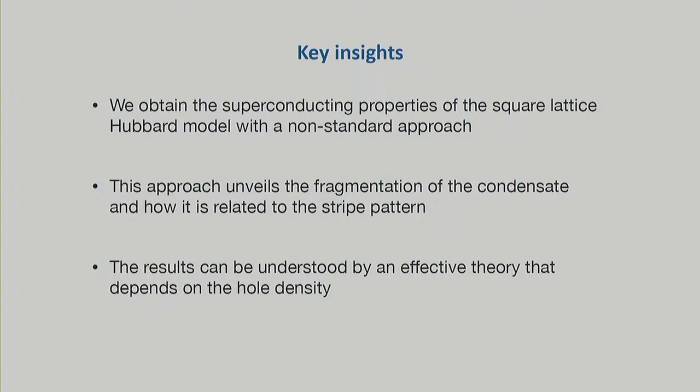So that was this diagonal long-range order. We used this Penrose-Onsager criterion instead, and this can lead us to unveil a further property of superconductivity in the Hubbard model, that is this fragmentation. And the fact that we can understand this using an effective theory can lead us to a better understanding and also to expansion of this idea without the need of further numerical investigations. And that's it. Thank you very much.